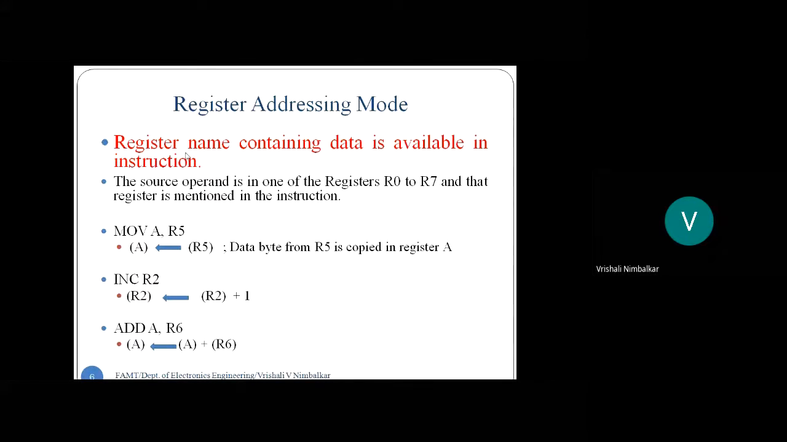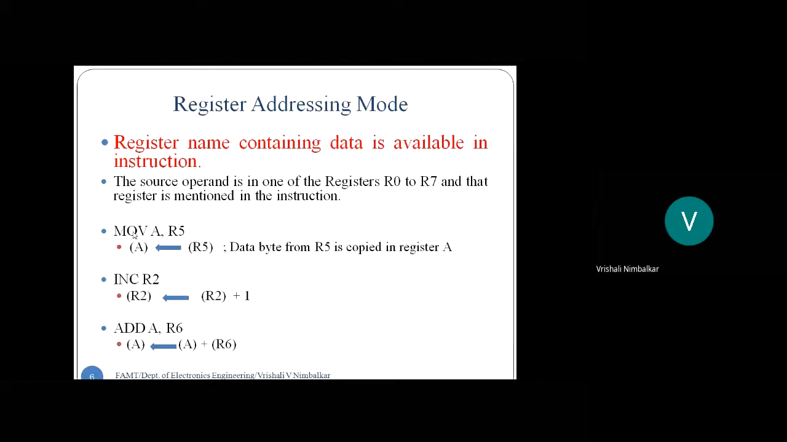Okay, I told you all these addressing modes, how are they categorized? Where is the data and how it is accessed by the instruction. Now in this example, the source operand is in one of the registers R0, R1 or R7. Correct? The data is in the register and the register is mentioned in the instruction. That becomes register addressing mode. The source operand is a register and that register is mentioned in the instruction.